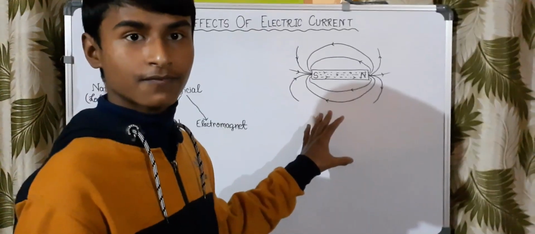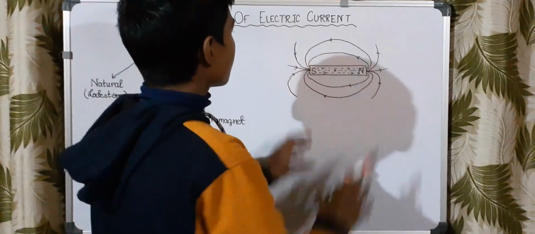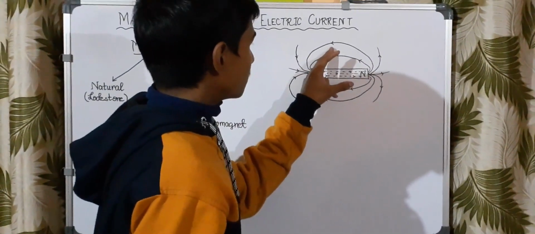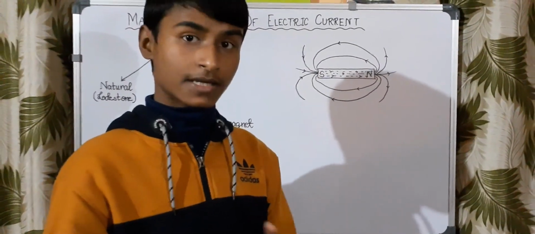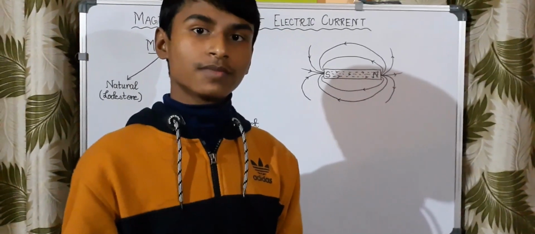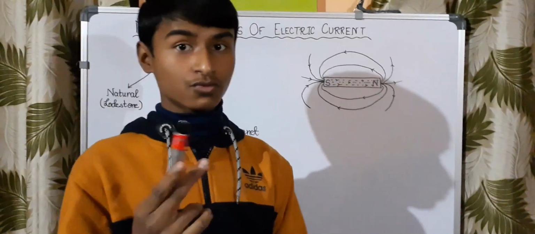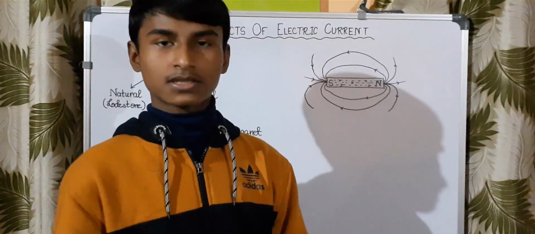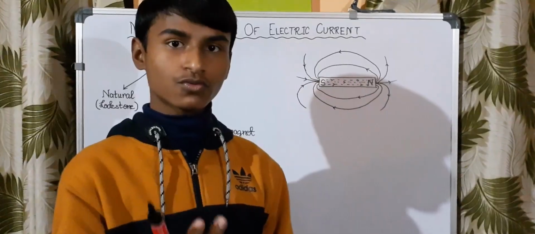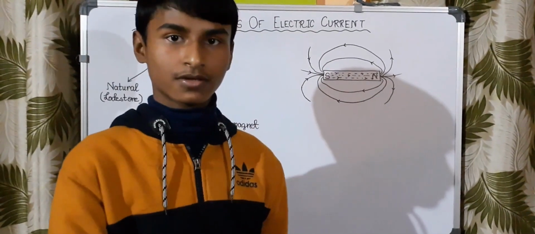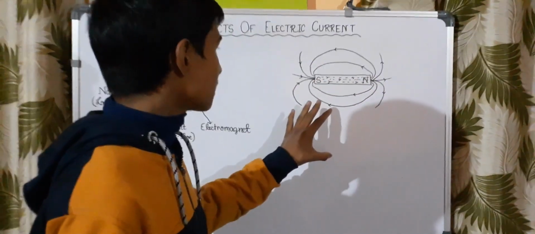Also, the magnetic field lines, as you can see here, don't intersect each other, because if they intersect each other at a particular point, then it will mean that at that particular point there are two directions. So it is literally impossible to have two directions at the same point. Therefore, they don't intersect each other.